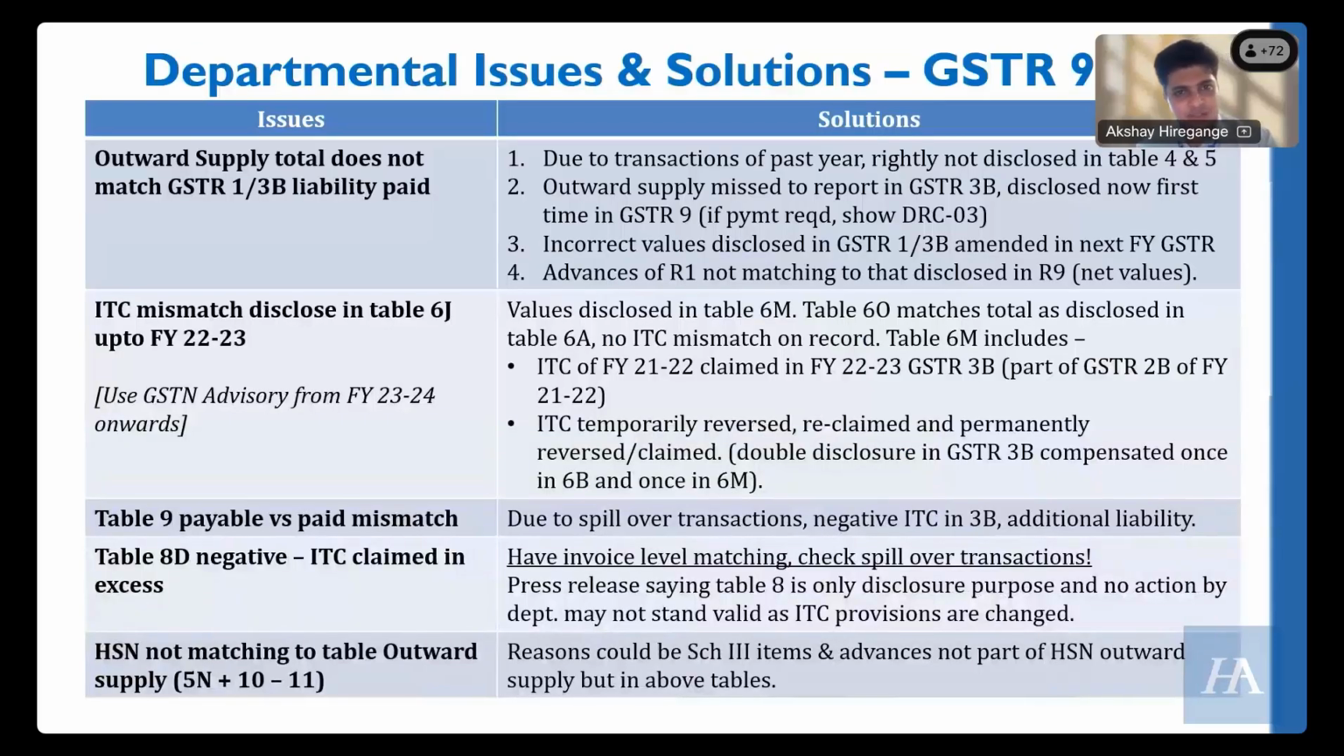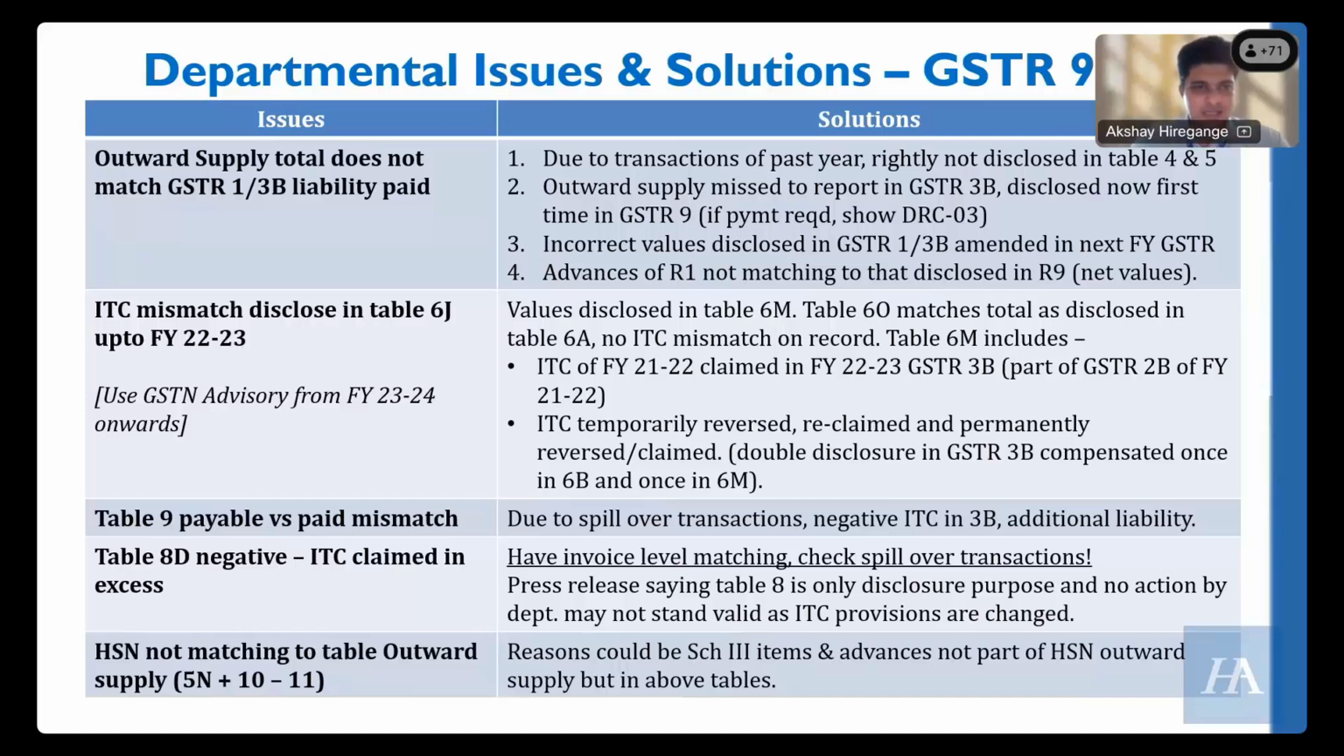Departmental issues, most of them we have covered while discussing the above slides. Outward supply mismatches, what could be the reasons? We have discussed many of the spillover transactions and their disclosures. With the returns, wherever we are filing our GSTR 9, after reconciling GSTR 1 versus 3B versus books of accounts, we will not face such departmental issues.